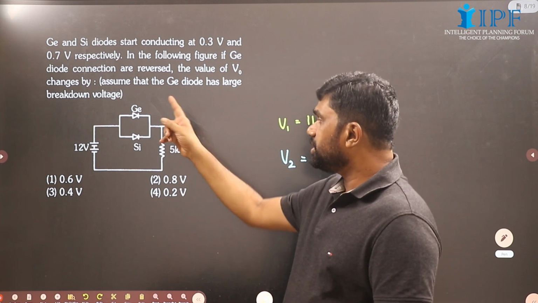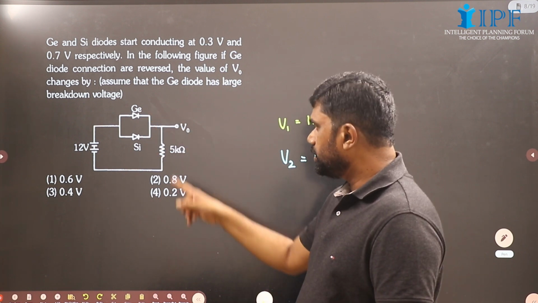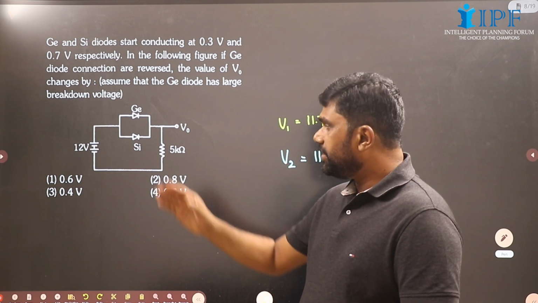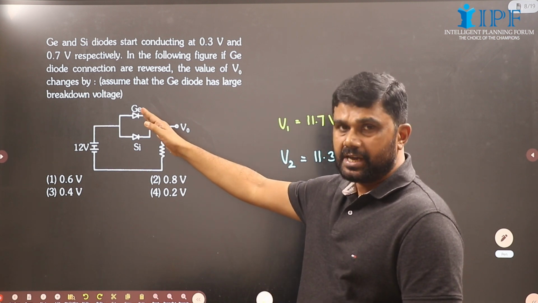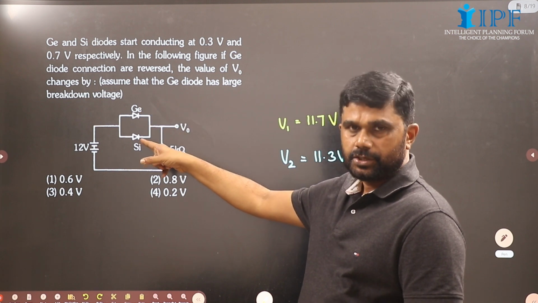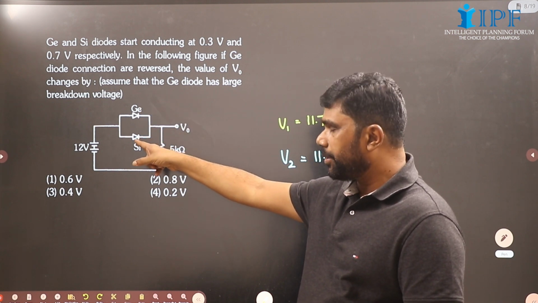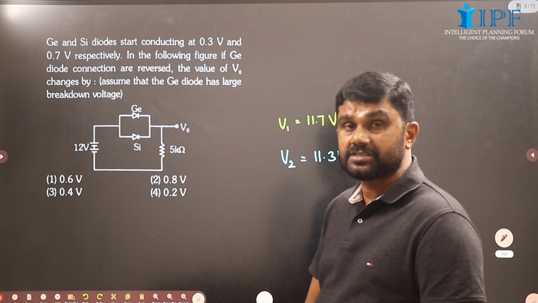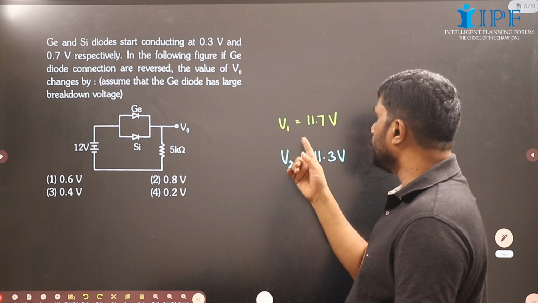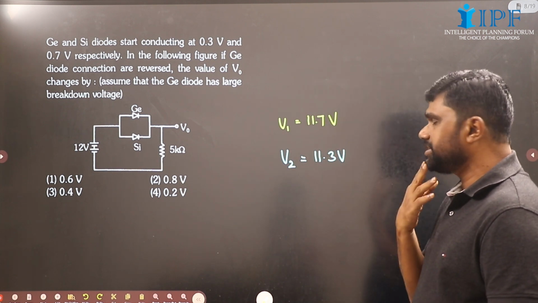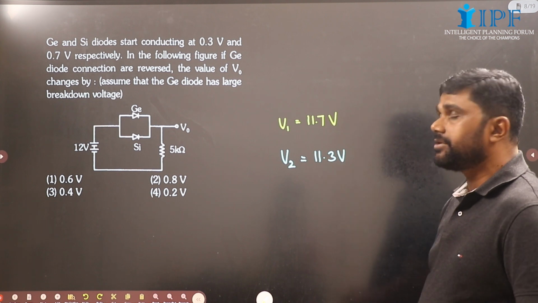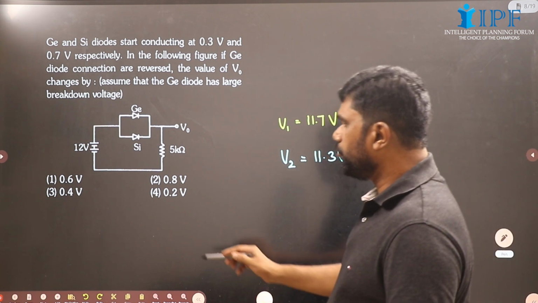So when germanium was in conducting mode, the voltage across the load resistor will be 12 minus 0.3. When the germanium is reversed and it is in reverse biased mode, this will be conducting. So the voltage across the diode will be 0.7 and the voltage across the load resistance will be 12 minus 0.7. So first, the voltage across the load resistance is 11.7, and in the second case the voltage across the load resistance is 11.3. The difference will be 0.4 volt.